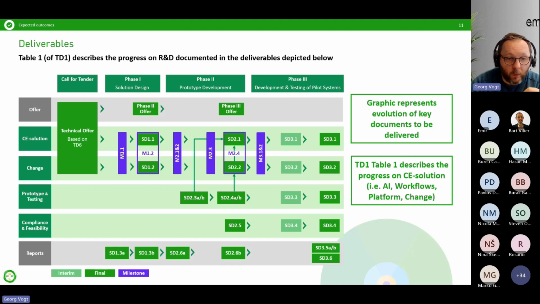Okay, so this is basically the work you get paid for. Here, the offer part is that at the end of each phase, not after, during each phase, there is a call off.